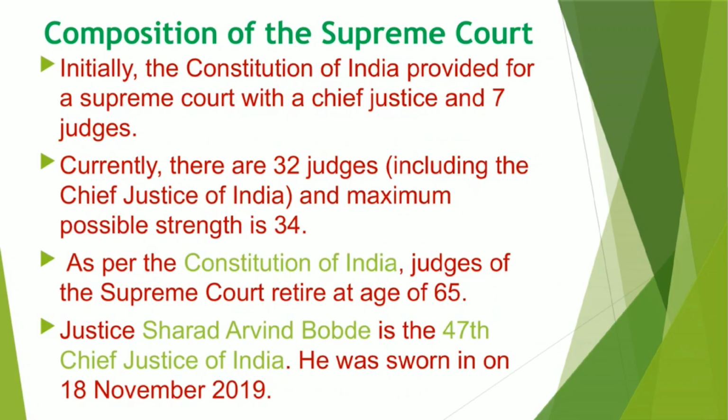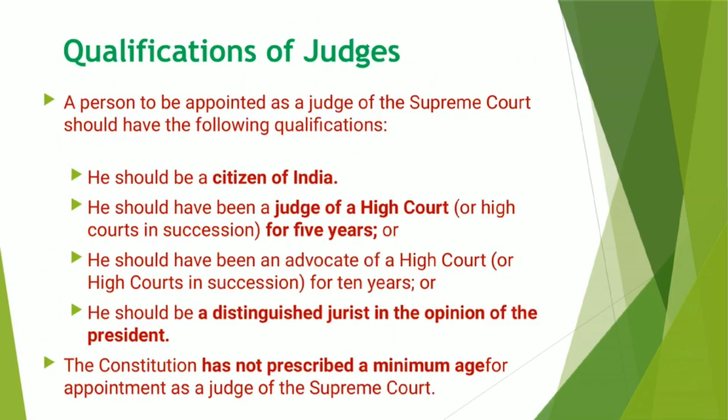So here is the composition of the Supreme Court. Initially, the Constitution of India provided for a Supreme Court with a Chief Justice and seven other judges. Currently, there are 32 judges, which include the Chief Justice of India, and the maximum possible strength is 34. As per the Constitution of India, judges of the Supreme Court retire at the age of 65. And currently, we have Sarat Arvind Bobde, who is the Chief Justice of India.